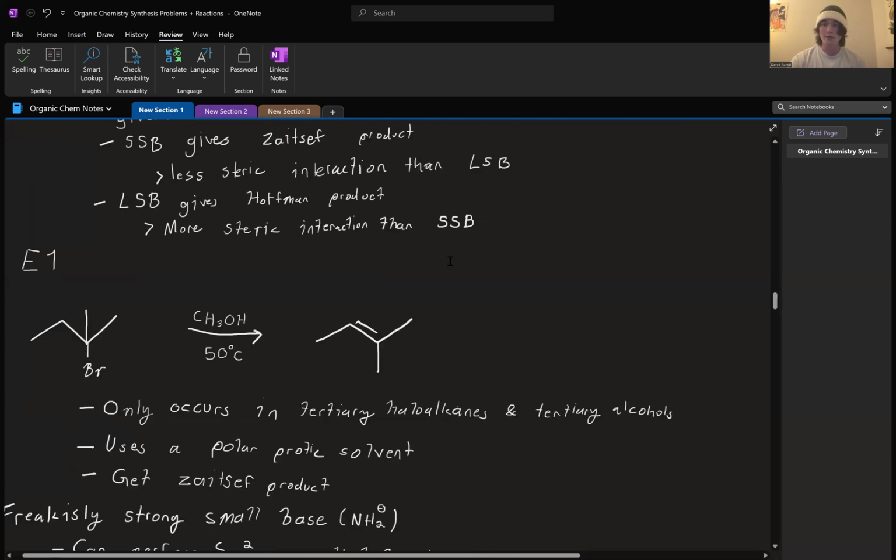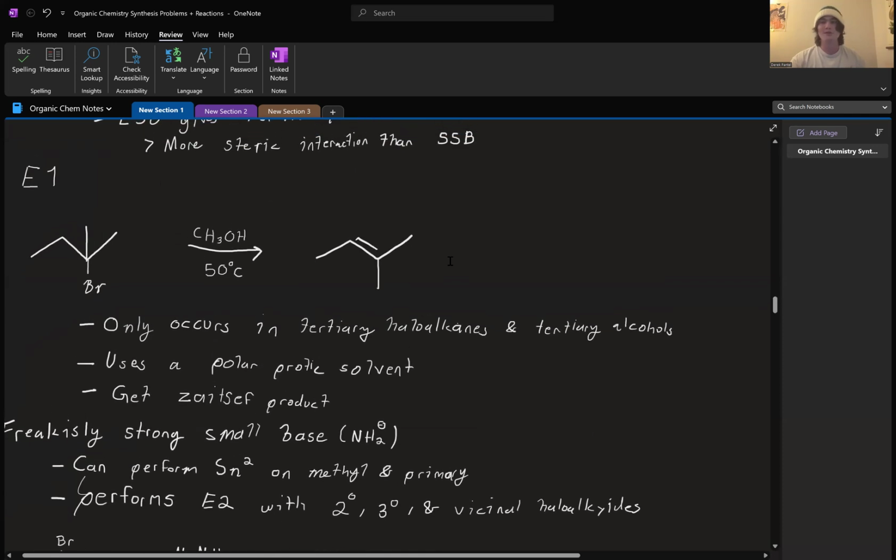All right, and then E1 is another elimination reaction, but like SN1, it only occurs with a solvent and with a tertiary haloalkane or tertiary alcohol. It uses a polar protic solvent. Both SN1 and E1 use polar protic solvents, and you're going to get a Zaitsev product for the elimination reaction. Another thing to mention is that, like I said before, eliminations want to be hot, so it's going to be above 20 degrees Celsius. So I use 50 degrees Celsius here to get eliminations.